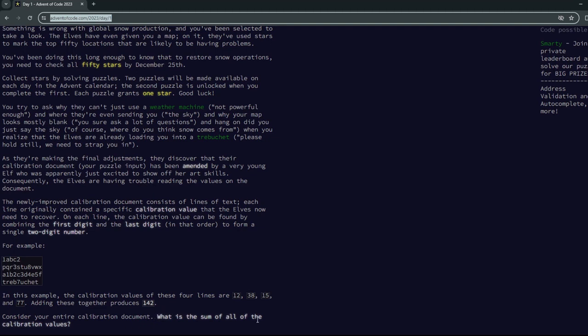By definition, a calibration value can be found by combining the first digit and the last digit to form a single two-digit number on each line of the input.